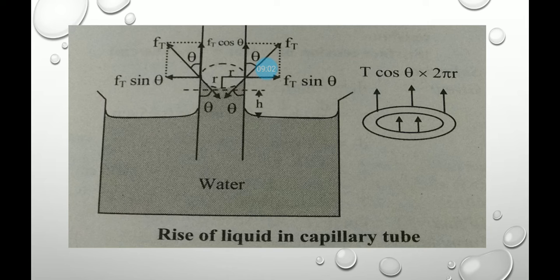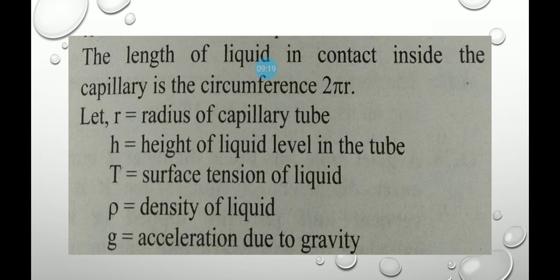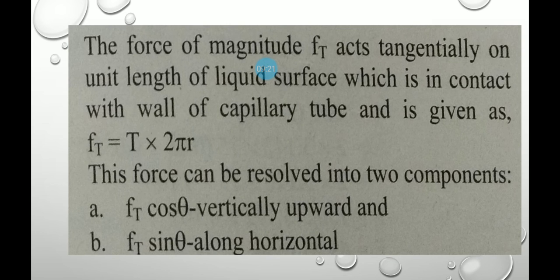Then the force of magnitude FT acts tangentially on unit length of liquid surface which is in contact with the wall of the capillary tube, as shown in the figure, and that is given as FT is equals to T into twice pi r. This force can be resolved into two components, that is FT cos theta and FT sin theta. FT cos theta is the vertically upward component and FT sin theta is along the horizontal.